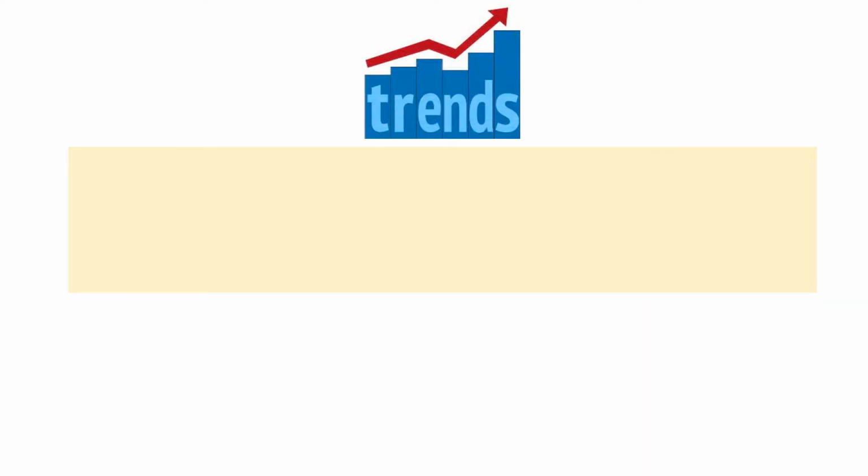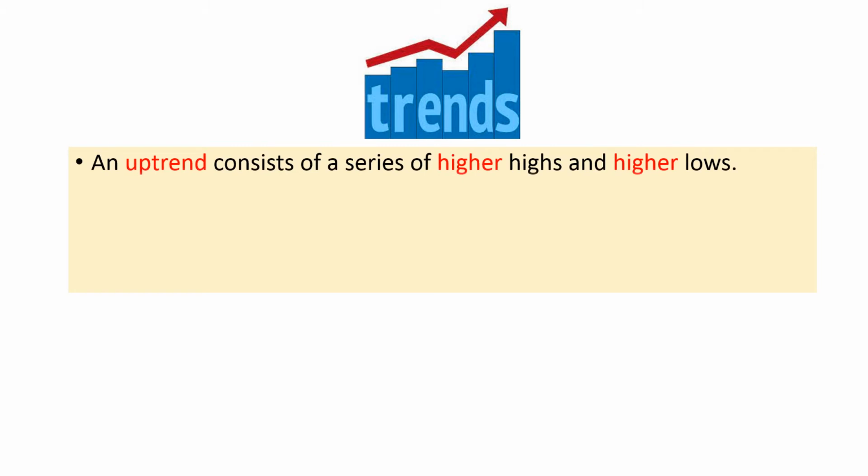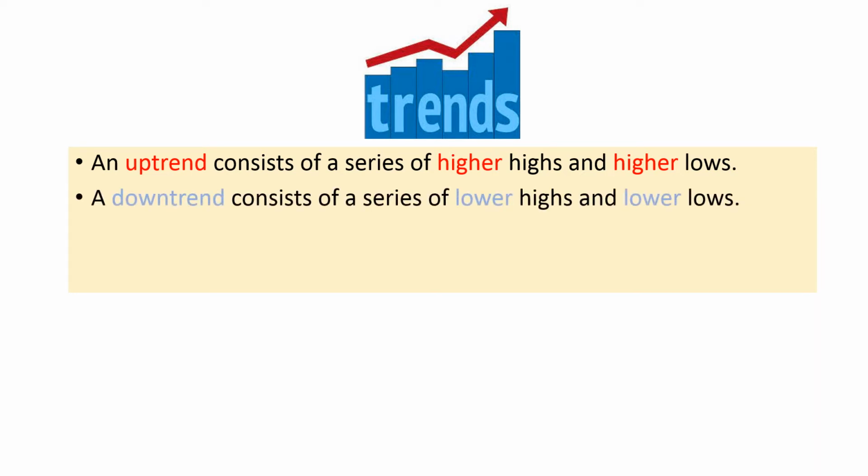What is a trend? The definition by Pring is interesting. According to him, an uptrend consists of a series of higher highs and higher lows, while a downtrend consists of a series of lower highs and lower lows. I hope you can understand the meaning behind the words. If not, let's visualize from the figure below.